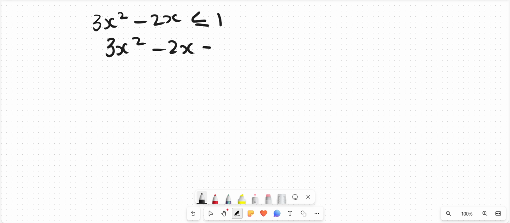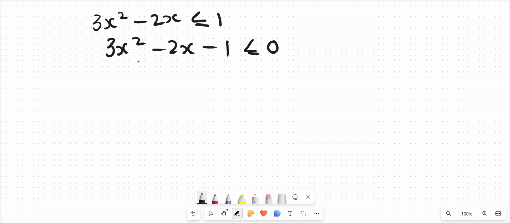Let's try the next one. What if we're given 3x squared minus 2x all less than a positive 1? Again, we need to rearrange this so we get it in standard form. So we rearrange it, we bring the 1 over, it's going to be a minus 1. And we have it looking like that.